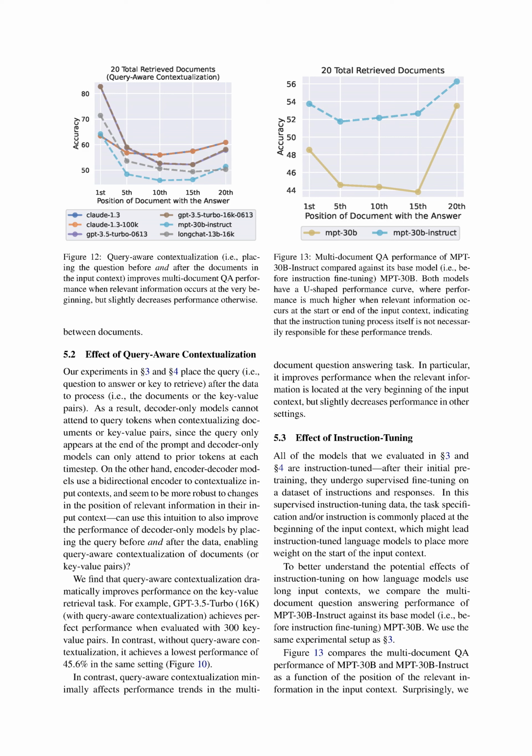Section summary. The authors conducted experiments to investigate the effect of query-aware contextualization on the performance of language models. They found that placing the query before and after the data significantly improved key-value retrieval tasks, but had minimal impact on multi-document question answering tasks. Additionally, they compared the performance of instruction-tuned models with their base models and observed that both exhibited a U-shaped performance curve, with the highest performance when relevant information occurred at the beginning or end of the context. These findings suggest that language models can effectively use longer-range information when prompted with instruction-formatted data.